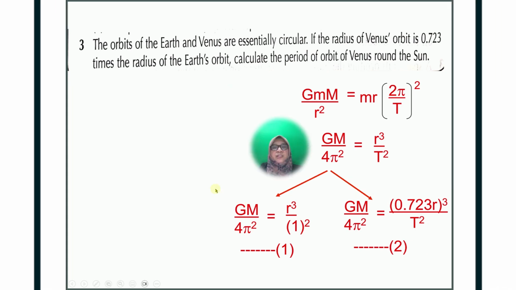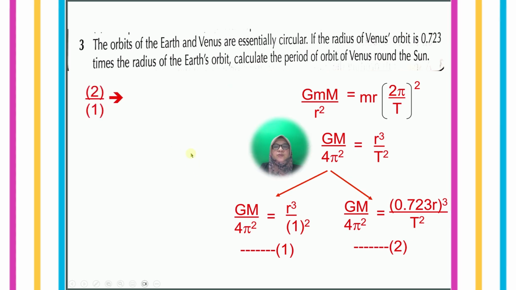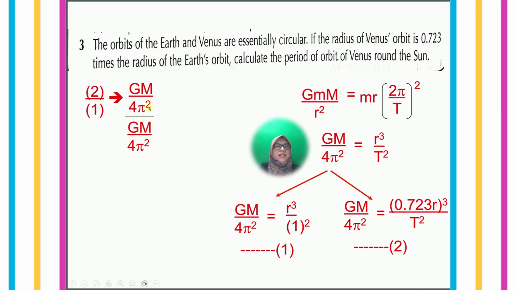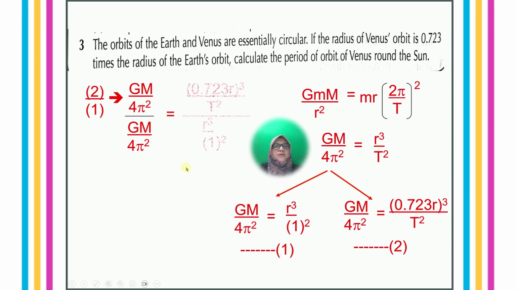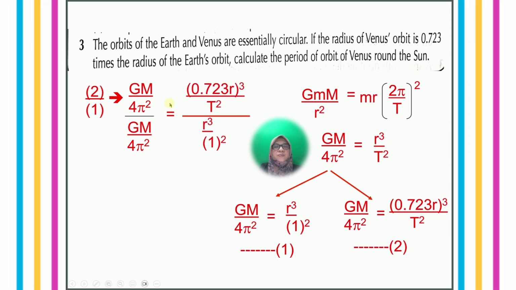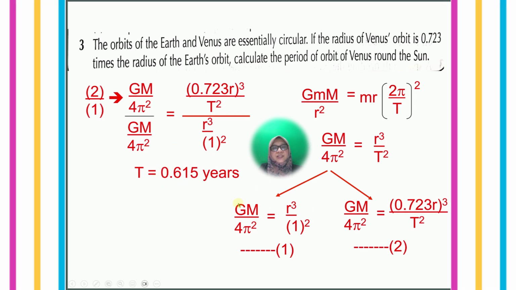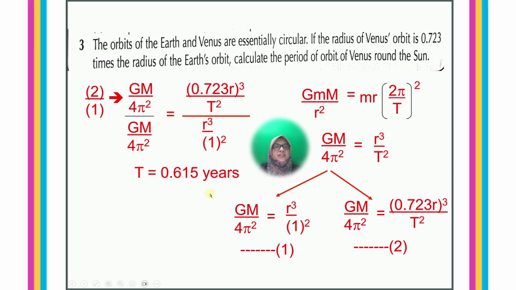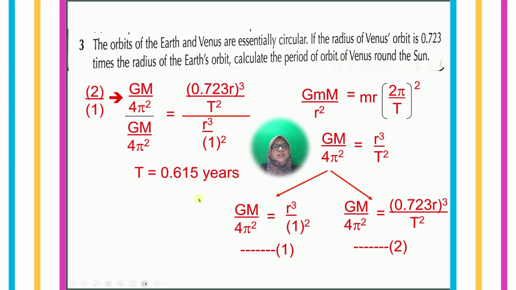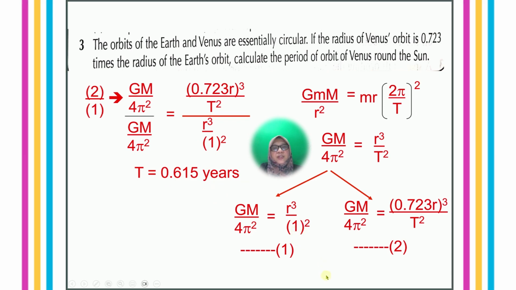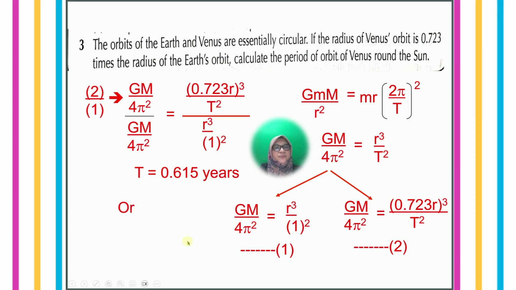Okay, then we use a ratio method. Equation 2 over equation 1. So actually this constant we can cancel out, and we use the ratio method here. Okay, then we find T equals 0.615 years. Okay, the answer is T, the period of the Venus, is 0.615 years, because just now we used the year unit for the period.